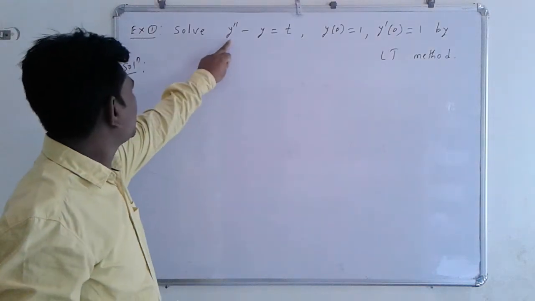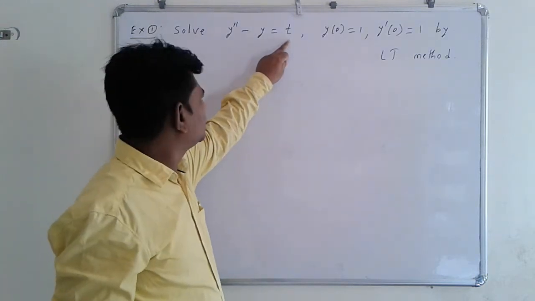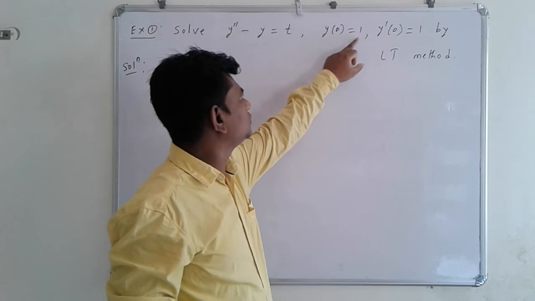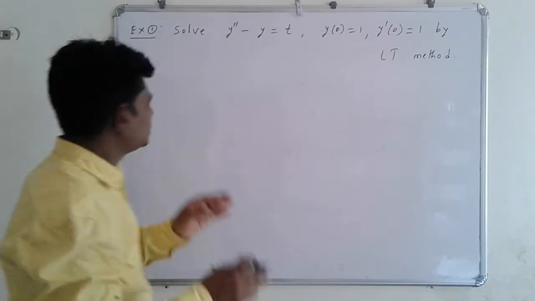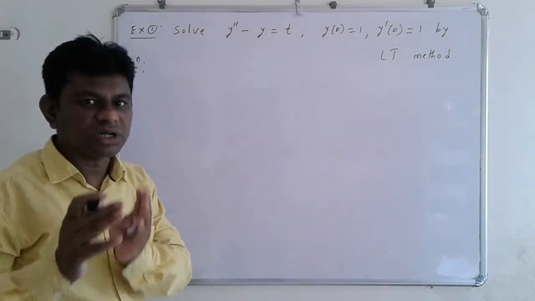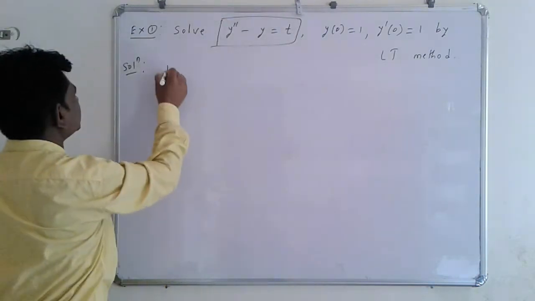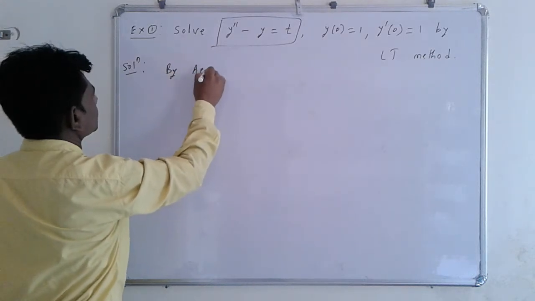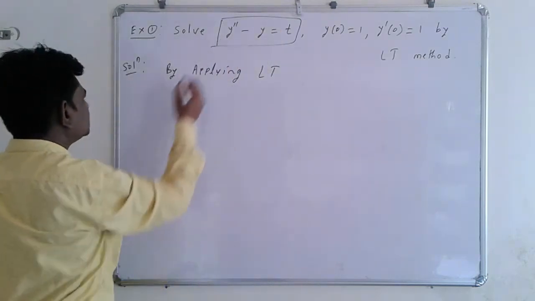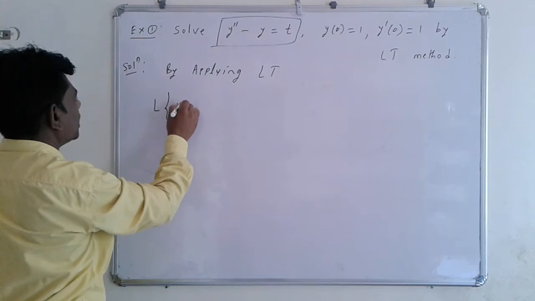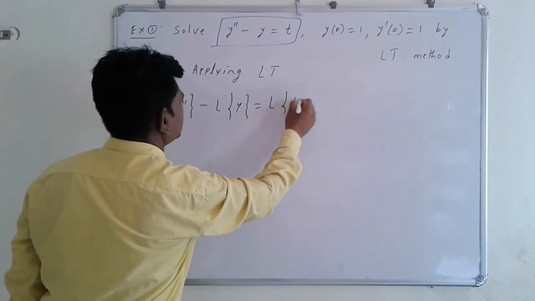Example 1, solve y double prime, means d2y by dt square, minus y is equal to t with given initial conditions y of 0 is equal to 1 and y prime of 0 is equal to 1 by Laplace transform method. Now solution, so by applying Laplace transform to both sides of the given differential equation, therefore Laplace transform of y double prime minus Laplace transform of y is equal to Laplace transform of t.